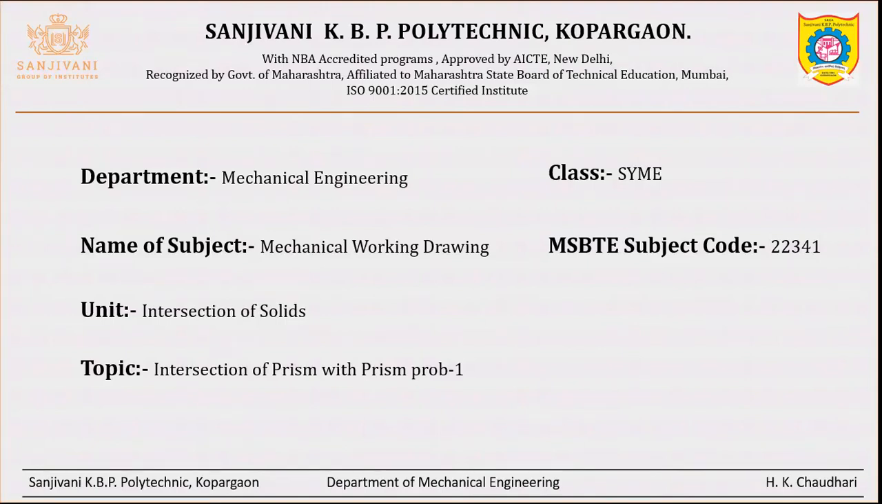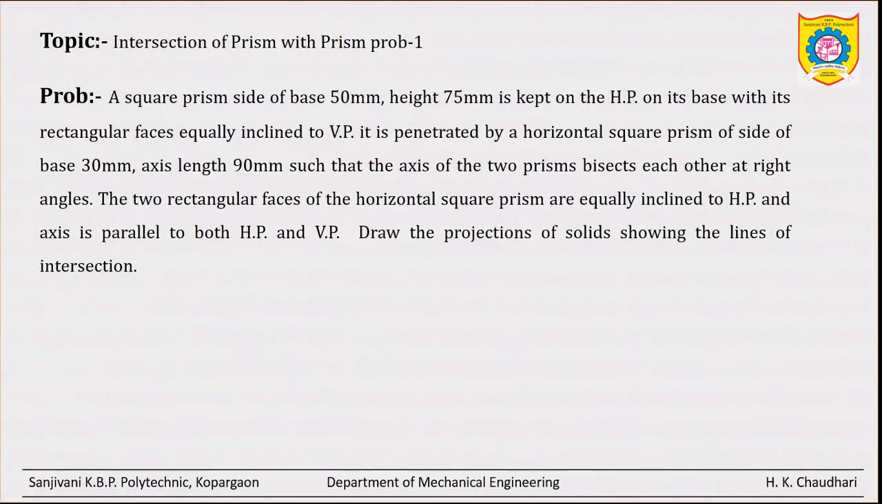Dear friends, our today's topic is intersection of prism with prism. So let us take a problem of prism. A square prism, side of base 50 mm, height 75 mm is kept vertical on the HP on its base with its rectangular faces equally inclined to VP.